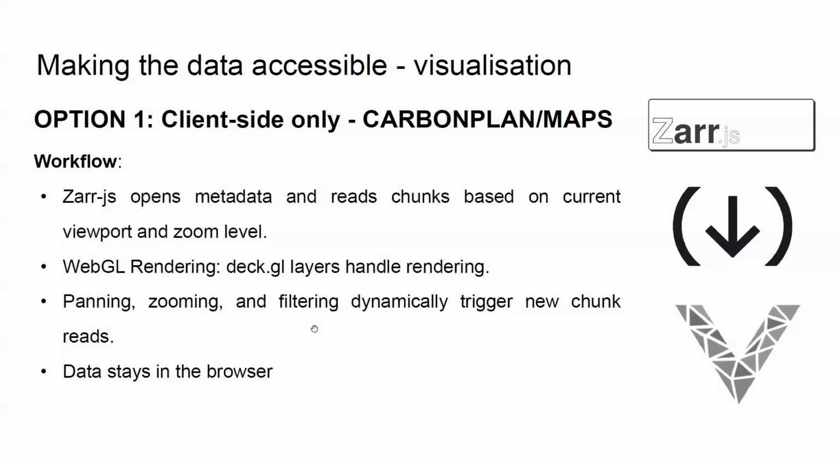So how's the workflow? Zarr.js opens metadata and reads the chunk based on the current viewport and zoom level. So if you are in the UK, it will just get the chunks related to the UK at that zoom level. And then DeckGL will generate the WebGL layer for that part. If you move your map, zoom in and zoom out, Zarr.js will get new data and update the WebGL layer. So that's how it works. And in this case, the data stays in the browser.